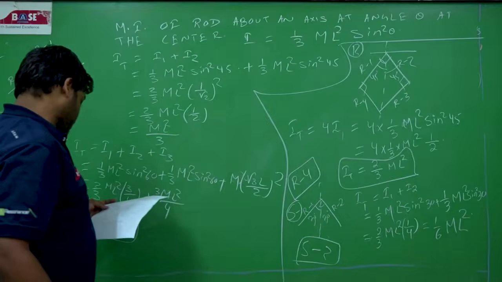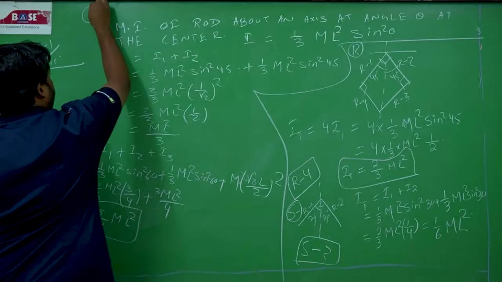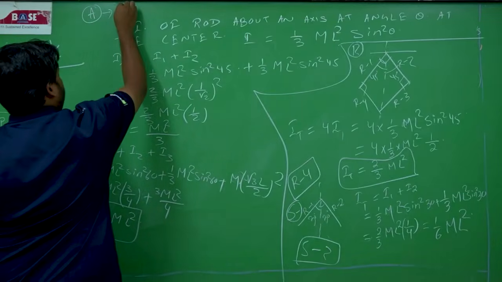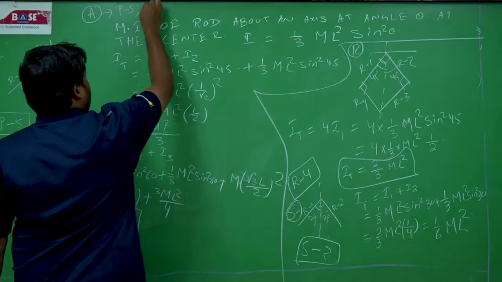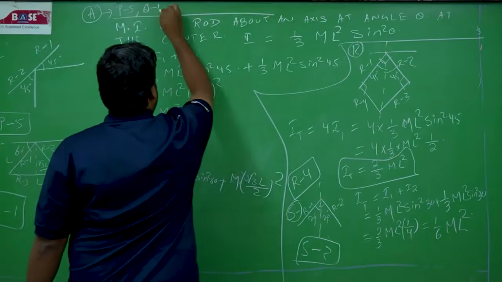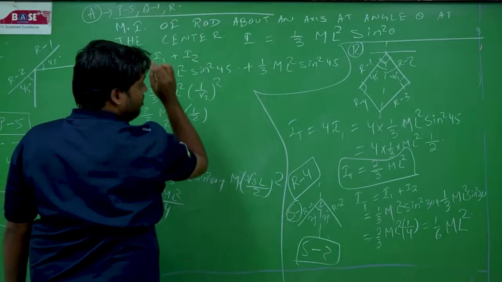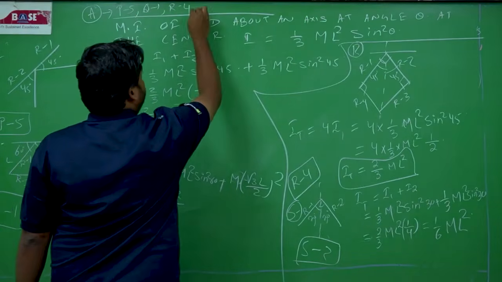So I can write that the correct option is option number A. That will be P matches with 5, Q matches with 1, R matches with 4, and S matches with 2.